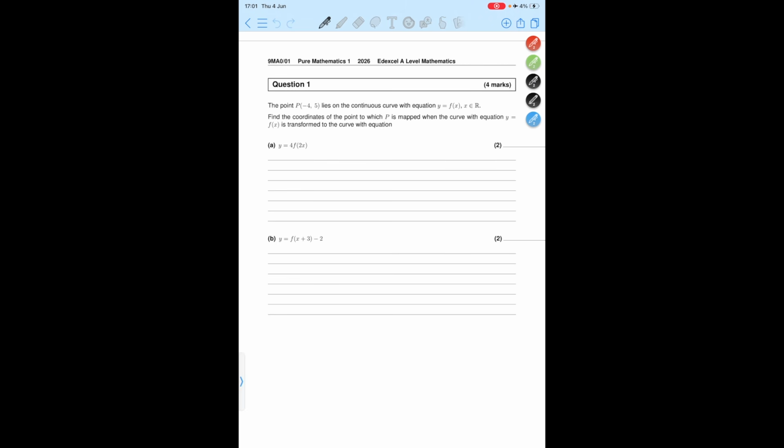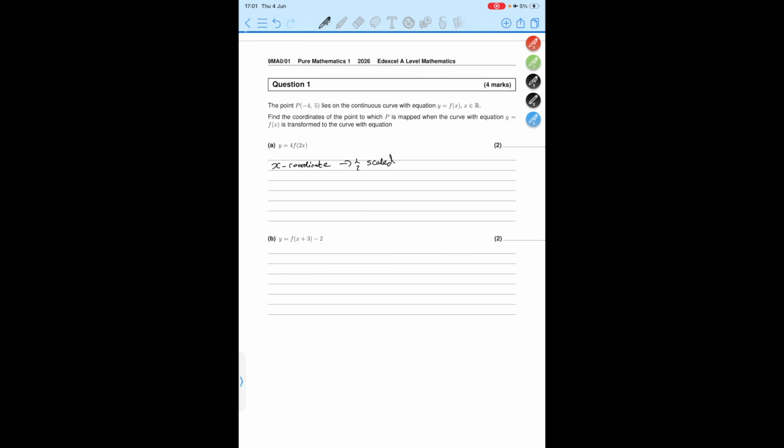It's asking us, we've got the point (-4, 5) on the curve y equals f(x), and we have to find the coordinates of the point to which it's mapped after this transformation. First we've got 4f(2x). So f(2x) is a stretch, and it's going to scale it by a half. So the x coordinate is going to be scaled by a half. I'm going to put scaled so it's not just a half.